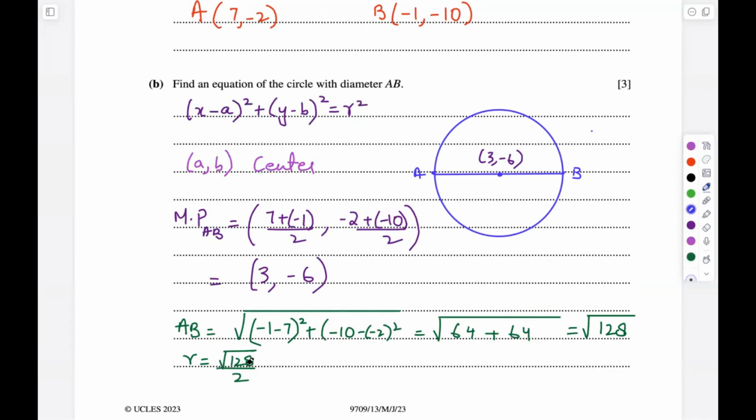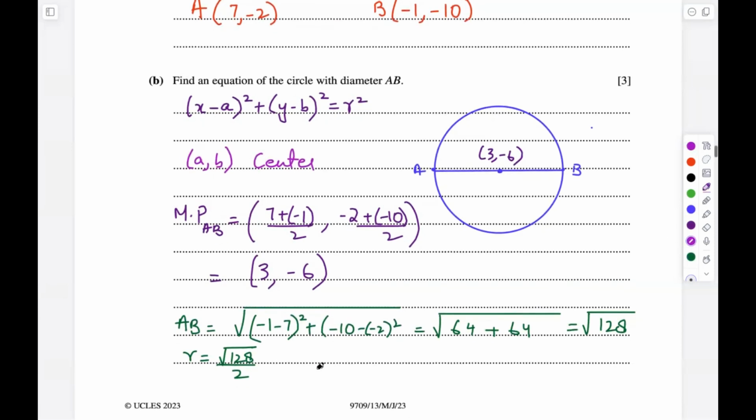Now, as this is the diameter, the radius will be the square root of 128 upon 2. Substituting the values of r, a and b in the equation of the circle, the equation will become (x minus 3) whole squared plus (y minus b) whole squared, where the b value was minus 6, so minus minus will make it a plus. So this will become (y plus 6) whole squared equals r squared, that will become (square root of 128 upon 2) whole squared. 2 squared will be 4, and the square root of 128 will cancel with the square.